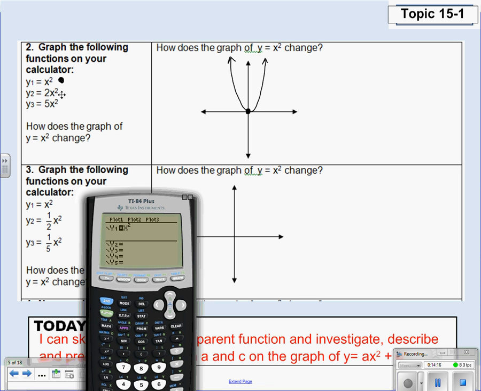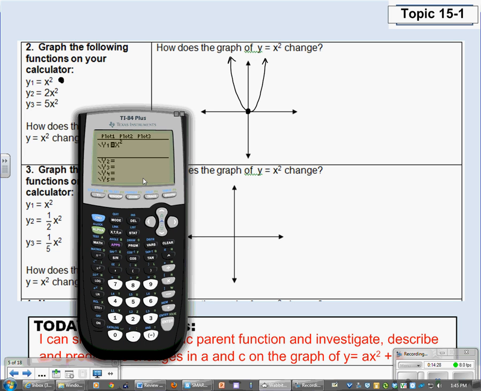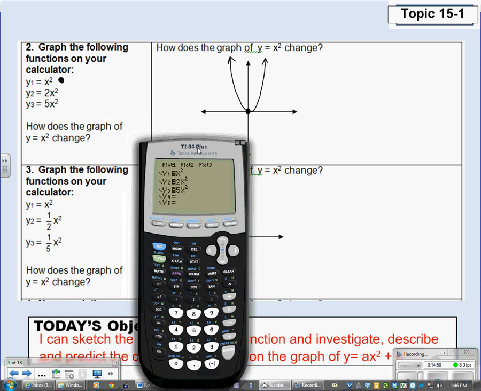Now I'm going to use the calculator to see what happens when the number in front of the x squared changes. So with the original parent function, the number is an understood 1 that we don't have to actually show, but we can see that our second equation is now 2x squared. So using the calculator, we're going to type in 2x and then squared, press enter, and we're also going to type into y3, 5x and squared. And so now you have your 3 equations.